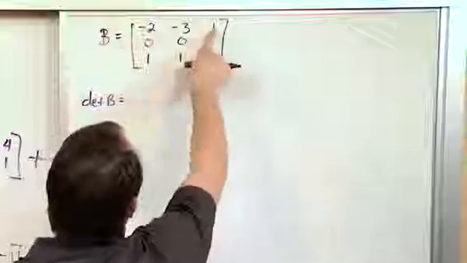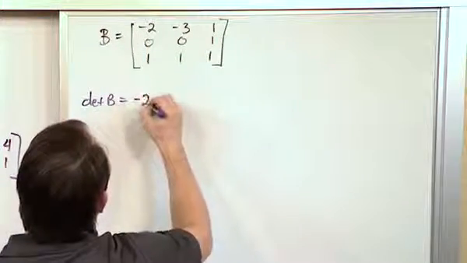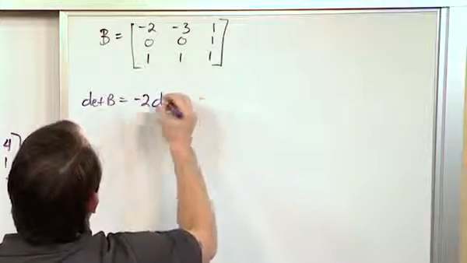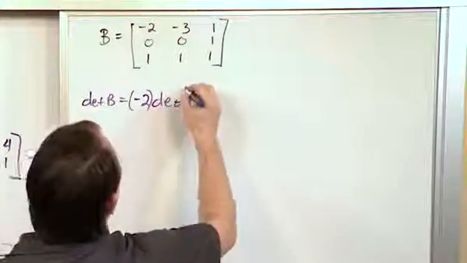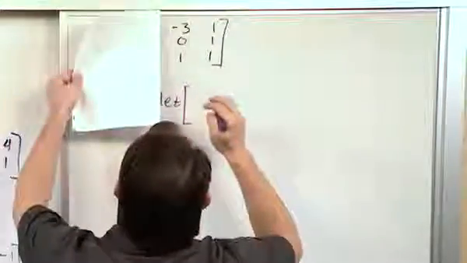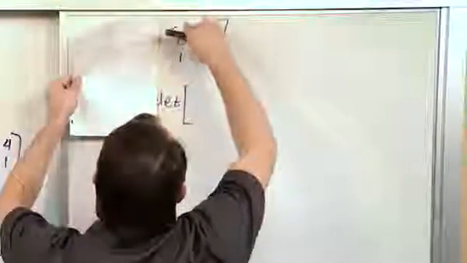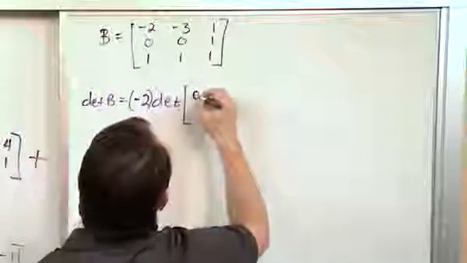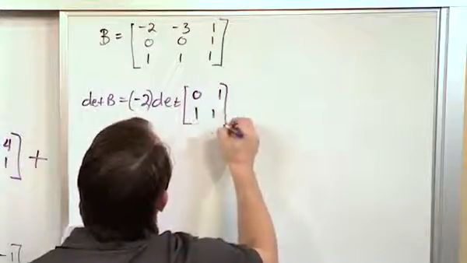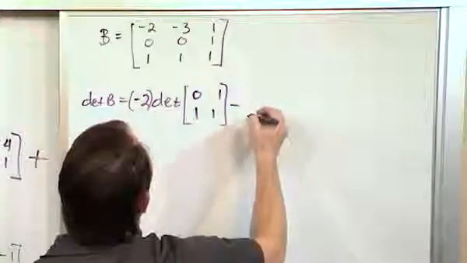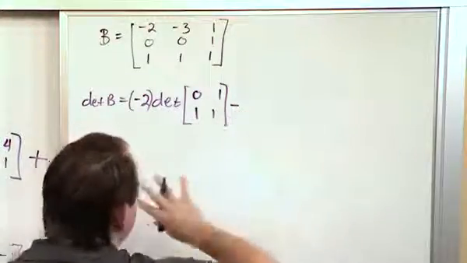You just go across the first row: negative 2 times the determinant. So I'll put this in parentheses. Negative 2 times the determinant of the submatrix. We cover up this column, we cover up this row, leaving 0, 1, 1, 1. Then you have to remember the minus. The minus goes just because of the procedure.